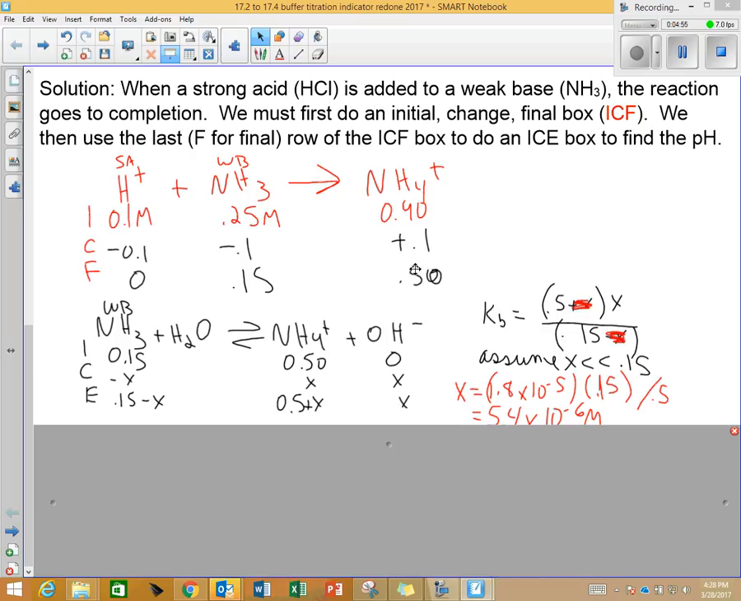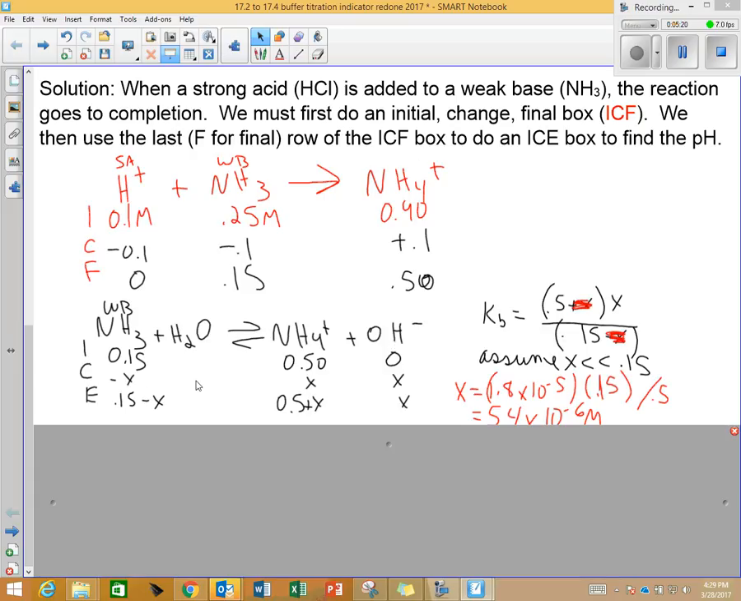I'm going through how to do this, and then later you'll learn you don't actually have to go through this box. In class we'll go over why. But for now, we just take the numbers from the F row, this right here, and we put it right there. The NH4, notice this is NH4, and I put it in the I row for the NH4. And hydroxide starts at 0. There was no hydroxide up here.